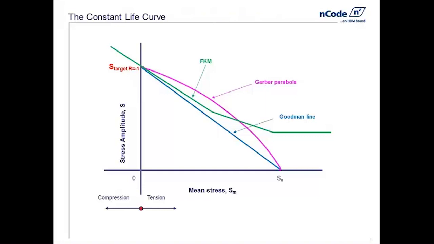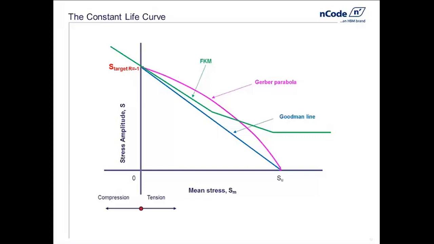What we're looking at here is, again, a constant life diagram where the horizontal axis is mean stress and the vertical axis is stress amplitude. The point we've just calculated, that target stress, is a location on the vertical axis. It's the stress amplitude of our target life with no mean stress. And then these curves represent empirical constant life diagrams. You have the option of using Goodman or Gerber with or without compression corrections, as well as an FKM mean stress correction.